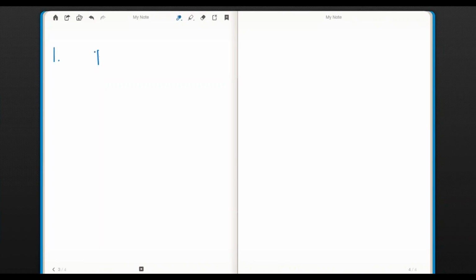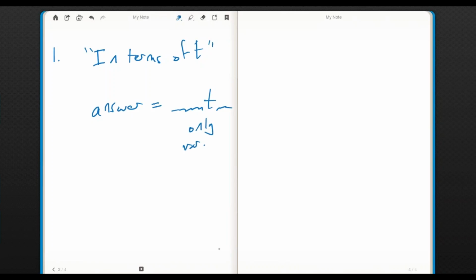So first off, when you see the words "in terms of T," the answer you're looking for is going to have a T in it. T might be plus, minus, times, divide, it doesn't matter, but your answer is going to be equal to something with T in it. In terms of T means T is the only variable that appears in the answer part.